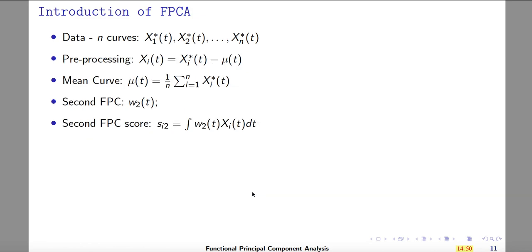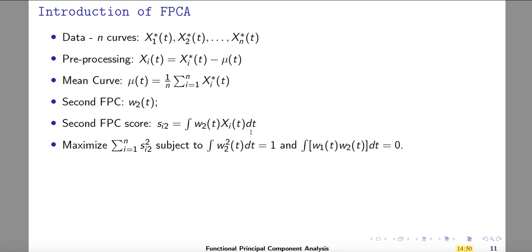So now let's look at the second FPC. Let's denote this as W2 of t. The score of the second FPC W2 of t will be S sub i2, the inner product of W2 of t and Xi of t. Here we try to maximize the variance of this second FPC score.